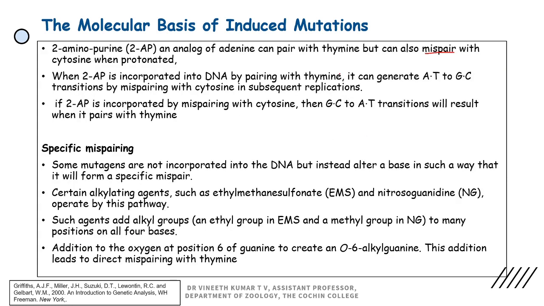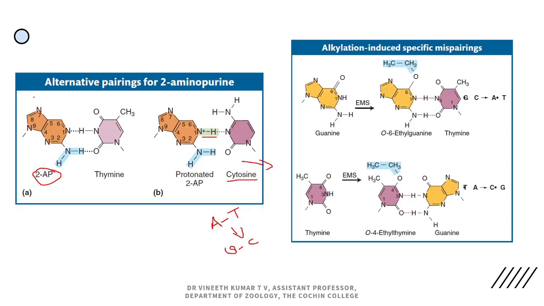An example of a base analog is 2-aminopurine, which is an analog of adenine. And this analog of adenine, as we said earlier, normally pairs with thymine, but it also mispairs with cytosine when it gets protonated. And this AP is incorporated in the DNA pairing. Pairing with thymine, it can generate AT to GC pairing, which is a transition, by mispairing with cytosine in subsequent replication. So this is what is shown here.